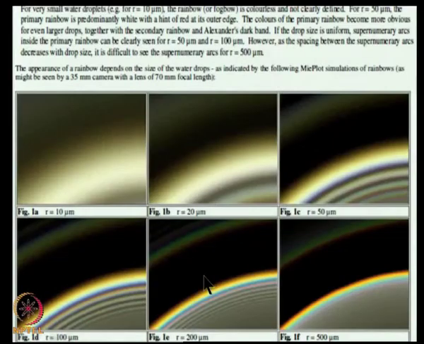Now, the best way to show this is by computation. So, here you see a clear explanation, I think taken from the website I had mentioned earlier. If you put in a 10 micron liquid particle, you will not see any distinct color, you will see a diffuse scattering, and it will become sharper and sharper as the radius of the liquid droplet increases.